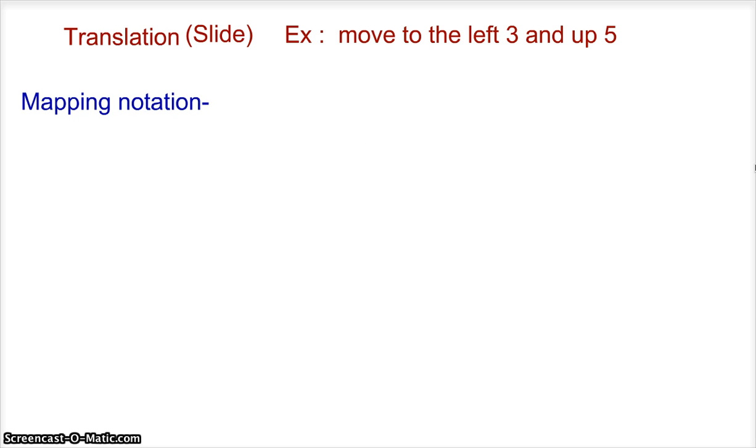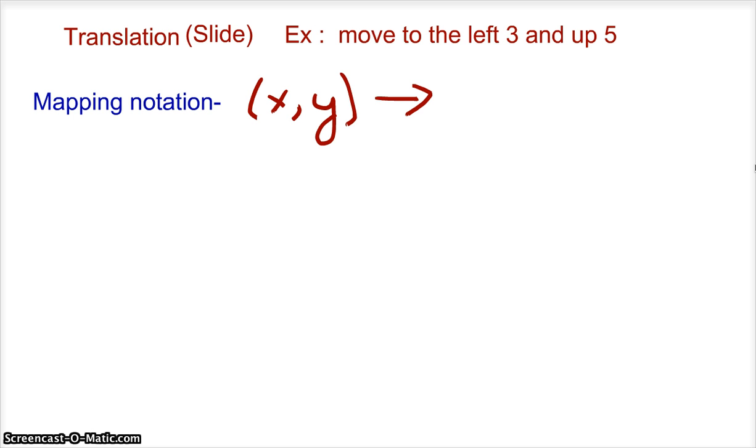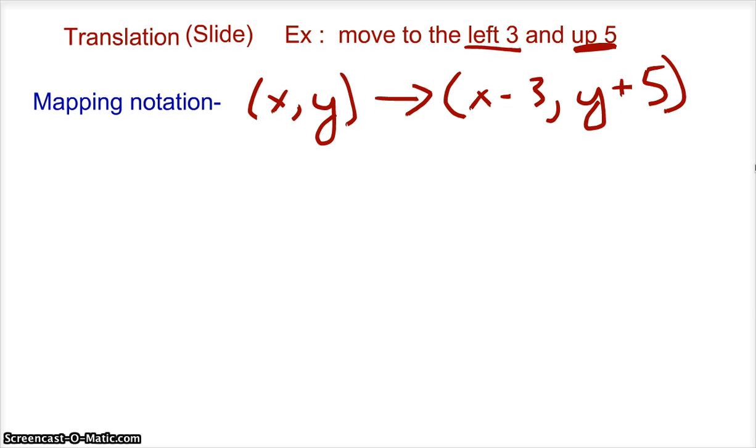Okay, with mapping notation, if I wanted to say this exact same thing, move to the left 3 and up 5, they usually start off with your original coordinate, which was an X and a Y coordinate. And then you say, okay, I want you to change my X to the left 3. So since to the left would be negative, so minus 3. And then up 5, so that would be my Y. And since it's up, it would be plus 5. So instead of writing move to the left 3 and up 5, I would write it in this notation or vector notation.